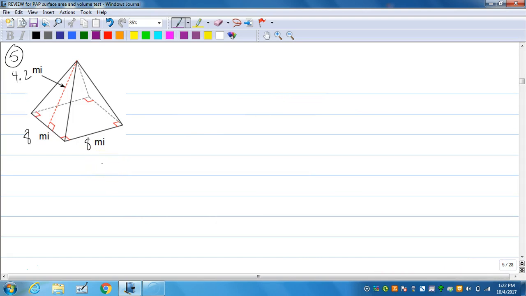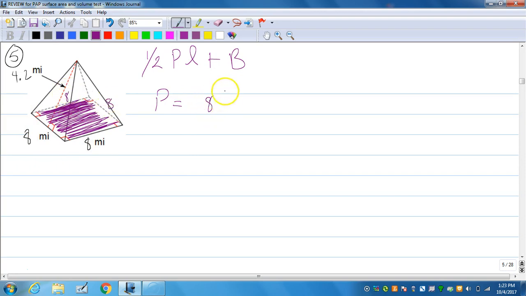Number 5. 5 is a pyramid. It is a square pyramid. This is the base. That is the base. Alright? So for a pyramid, it is 1 half PL plus B. P is the perimeter. The perimeter of the base. That's 8. That's 8. Which means that the back is 8 and that's 8 there. So 8 times 4. Or 8 plus 8 plus 8 plus 8.